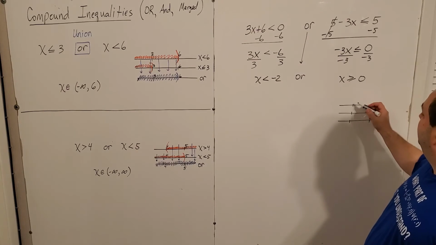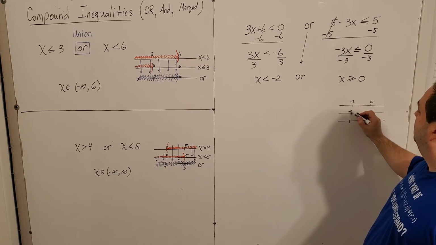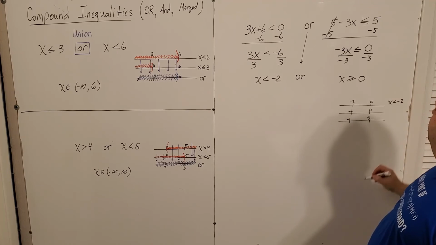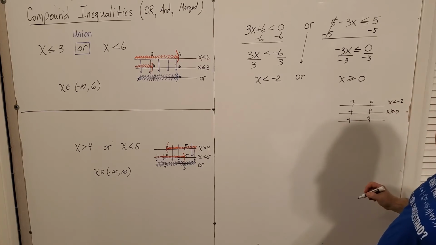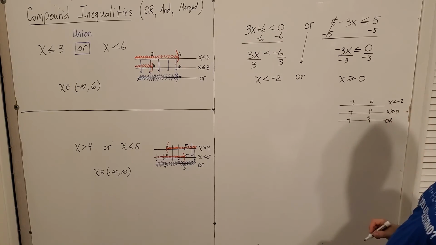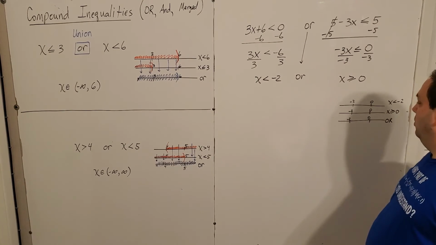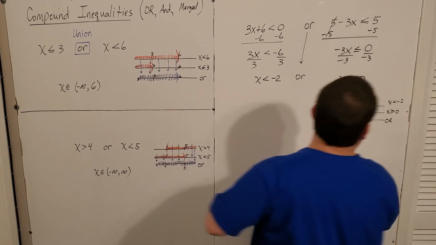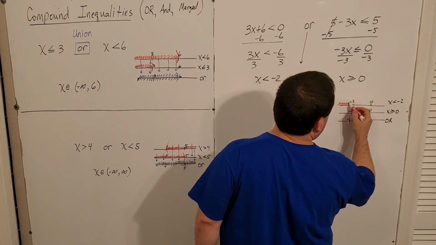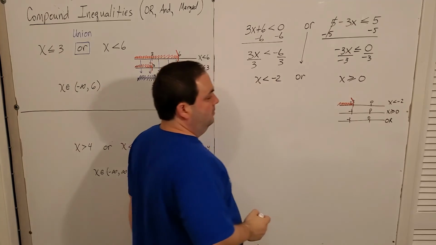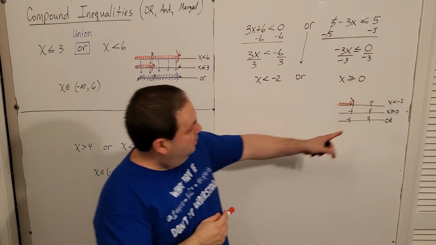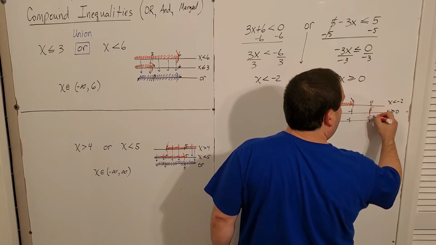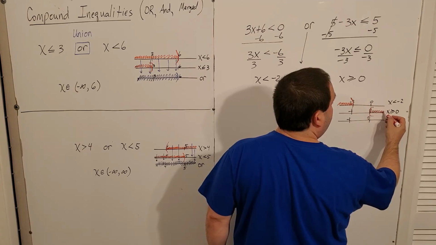Okay, so I've got -2 and I've got 0. And I want to graph x is less than -2 and x is greater than or equal to 0. And I want to use an or to merge them together into an answer. Okay, so let's graph them. Less means to the left of -2. So that's here. And I'll use a parentheses since it's not equal. Greater than means to the right of 0, and it has the equals. So I'll put a bracket and I'll shade to the right.